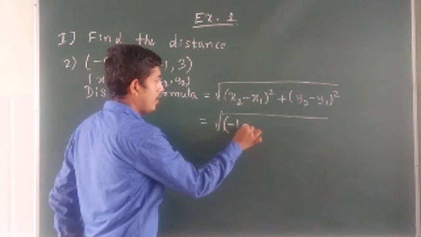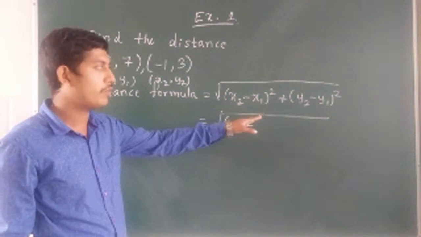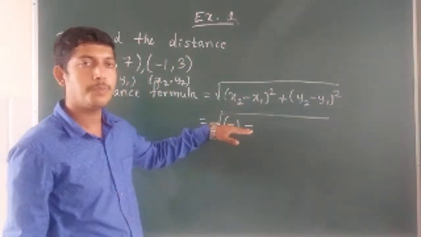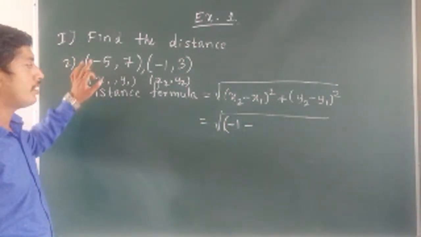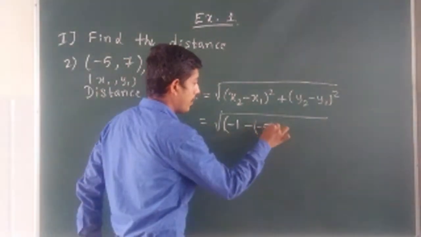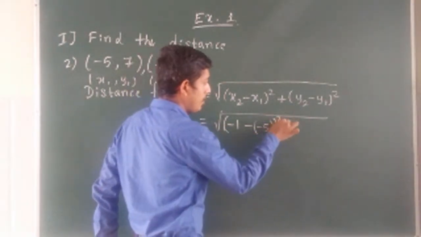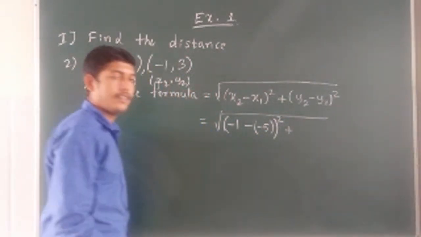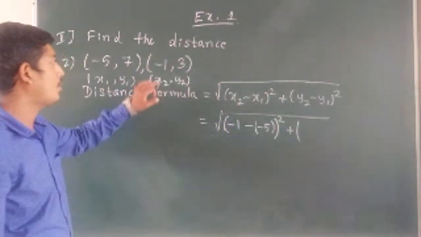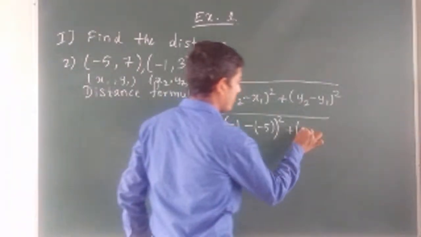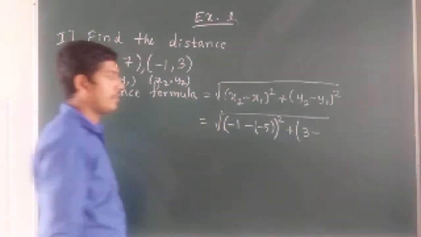Minus 1 minus x1 value. So just before substituting the value of x1 or y1, first put the negative sign. Then x1 value is minus 5. Minus of minus 5. So we open two brackets, therefore we will close this and then put the square, plus y2 value is 3, minus, then y1 value is how much? 7.